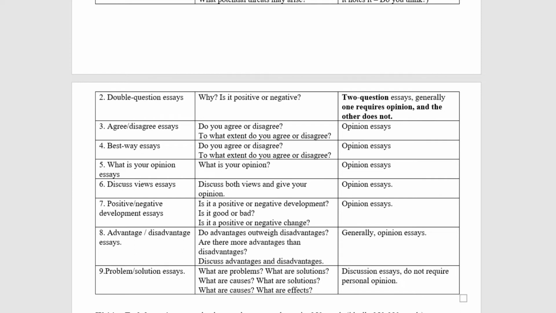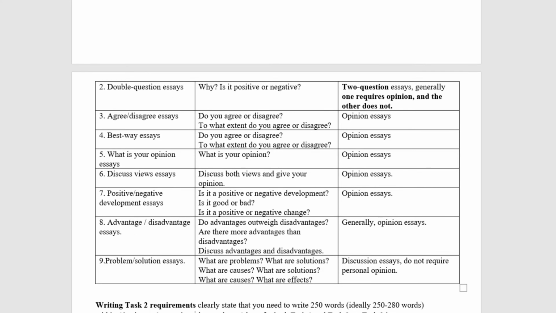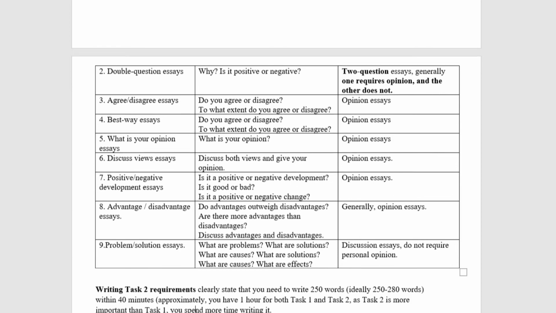advantages, where we discuss benefits and drawbacks, or do advantages outweigh disadvantages, and so on. And problem solution, cause solution essays, so you are asked to discuss problems and solutions, causes and solutions, and so on.